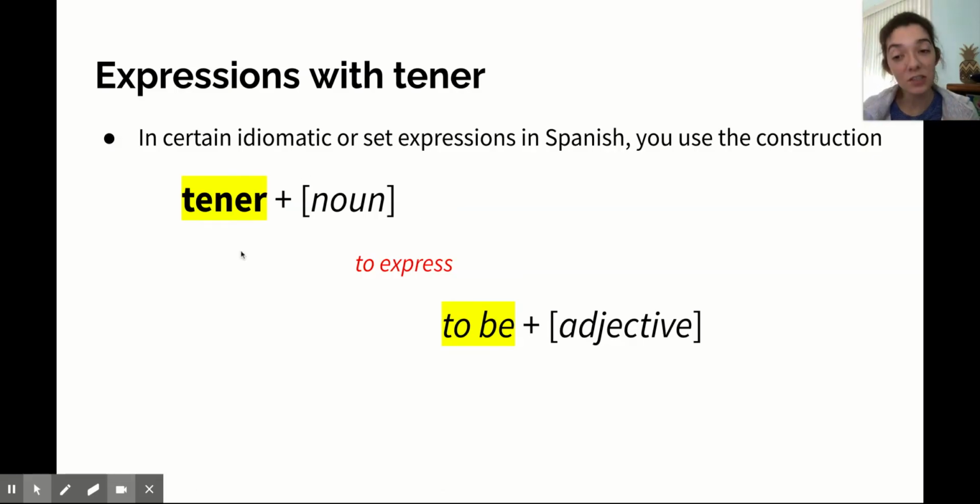But these expressions sometimes express, not literally, but figuratively, to be plus an adjective, okay? So think in your English head, to be something, to be something, to be something. But literally now, we are saying to have something, okay? But in English, the translation is not direct. The translation is to have something. So keep that in mind with these expressions, okay?